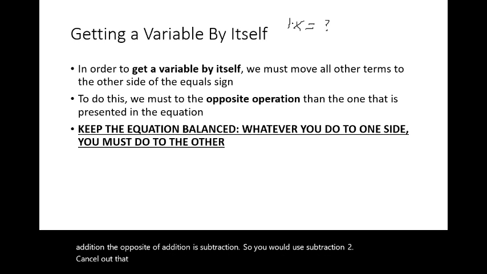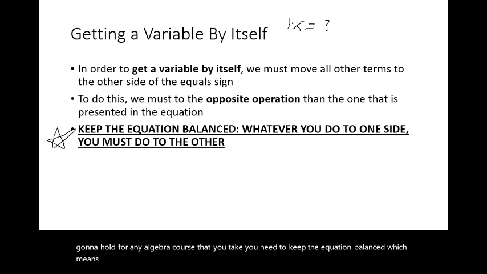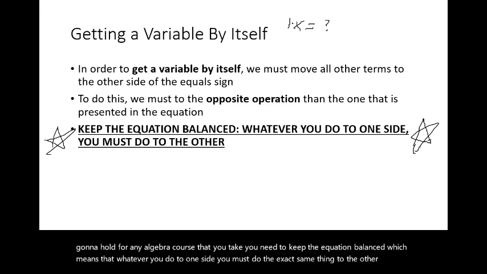Now, here's the thing. This is like the golden rule of algebra, and this is going to hold for any algebra course that you take. You need to keep the equation balanced, which means that whatever you do to one side, you must do the exact same thing to the other. And I cannot stress that enough.